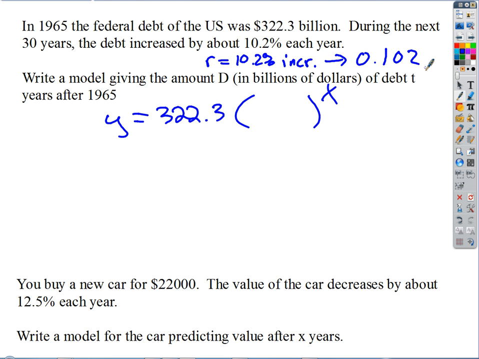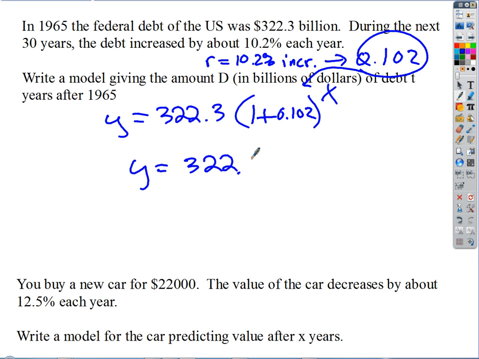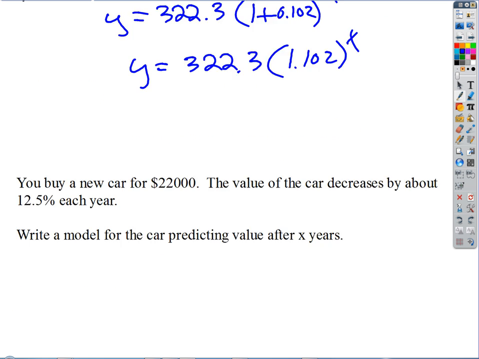Okay. So then down here, what am I going to put? That number plus 1, right? It's 1 plus R to the x. And so I could actually combine that into one number. And I just get y equals 322.3 times what is 1 plus 0.102? Yeah, 1.102. Okay, make sense? There we go. That represents 10.2% growth of an initial amount of 322.3. That's our answer. That's it.